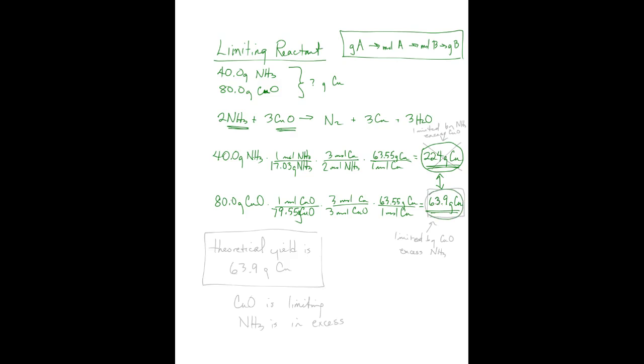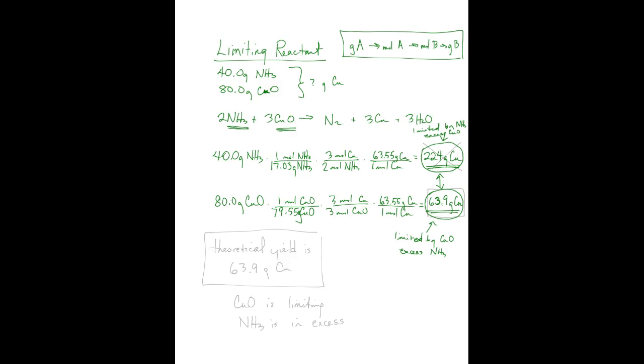The other number tells me if I'm limited by my copper 2 oxide and I have plenty of ammonia, then I will get 63.9. Limited, let's put here, limited by copper 2 oxide, excess ammonia. And this one tells me that I'm limited by the ammonia, but I had excess copper 2 oxide.